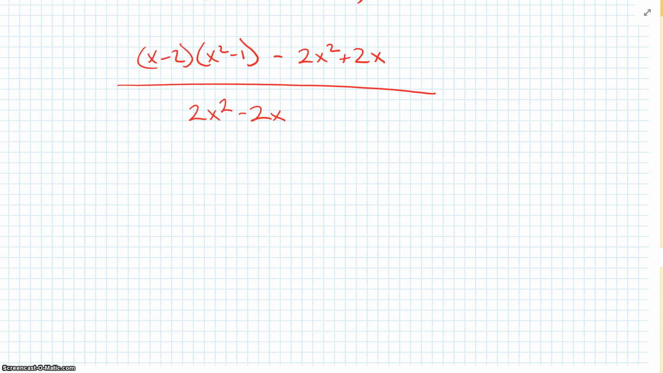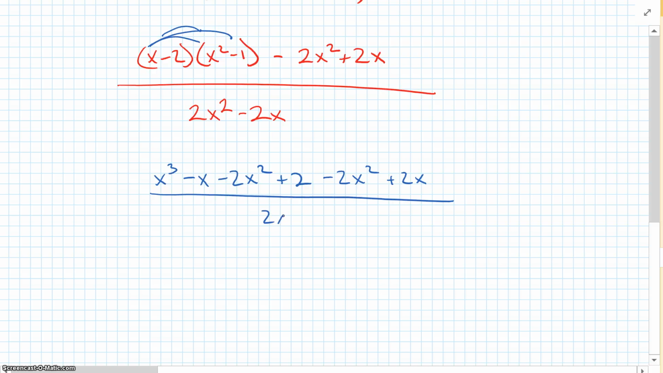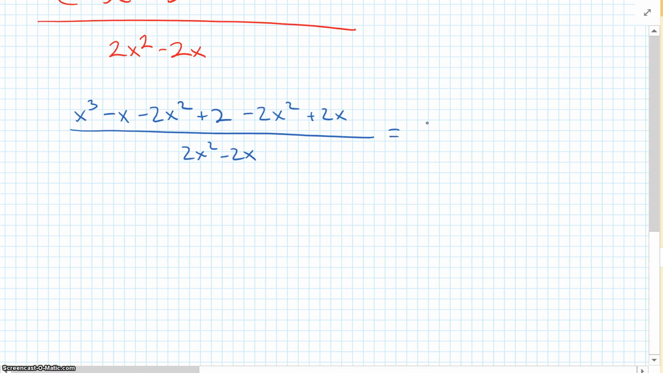Alright, let's distribute the left side. X times x squared is x cubed. X times negative 1 is negative x. Negative 2 times x squared is negative 2x squared. Negative 2 times negative 1 is positive 2. So minus 2x squared plus 2x all over 2x squared minus 2x. Sum like terms. I get x cubed minus 4x squared plus x plus 2 all over 2x squared minus 2x.